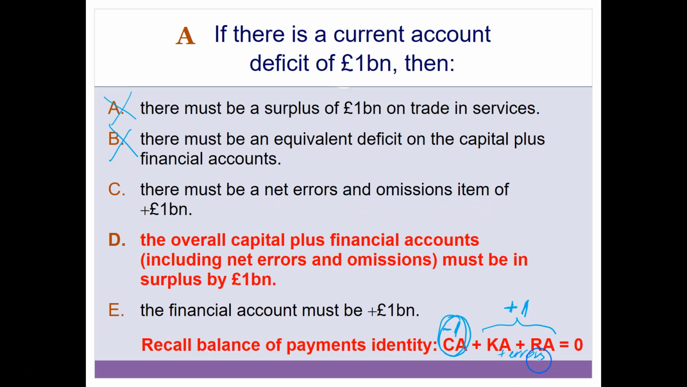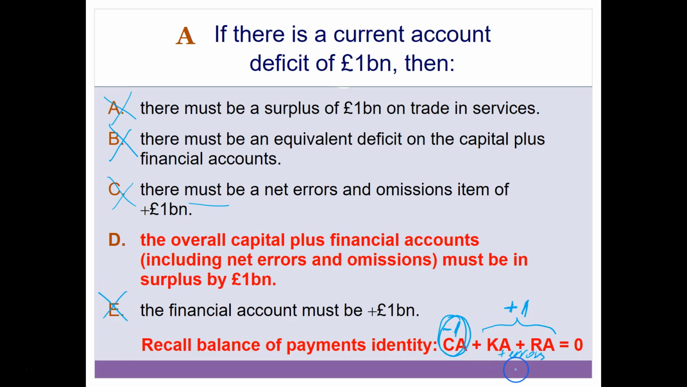There must be a net errors and omissions item of 1 billion. There could be, but doesn't have to be, because we can cover this deficit with the surplus in one or more of these accounts, not necessarily errors and omissions. So it must not be. It could be, but not necessarily must be. Similar answer would be here. Financial account must be +1. Not necessarily financial account, or reserves account. It could come from some other areas. It could actually come from all of these areas.